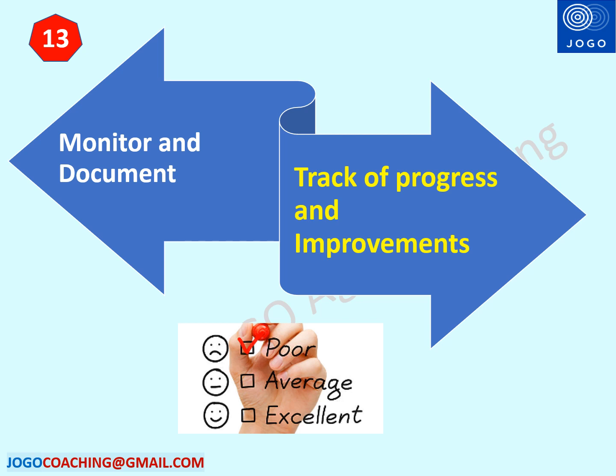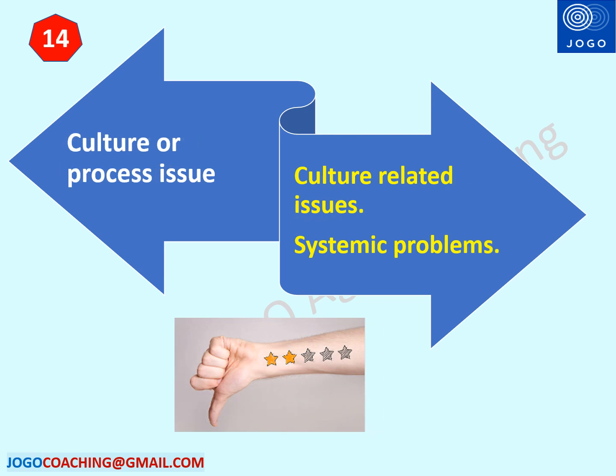The 13th tip is monitor and document the progress. The Scrum Master should keep track of the team member's progress, improvements, and actions taken to address the performance issue. Progress tracking will help the team member to know the focus areas and the current status to address the gaps. The 14th step is address cultural and process issues. If the poor performance is tied to any cultural issues in the organization, the Scrum Master should work with the relevant stakeholders to address the systemic problems.